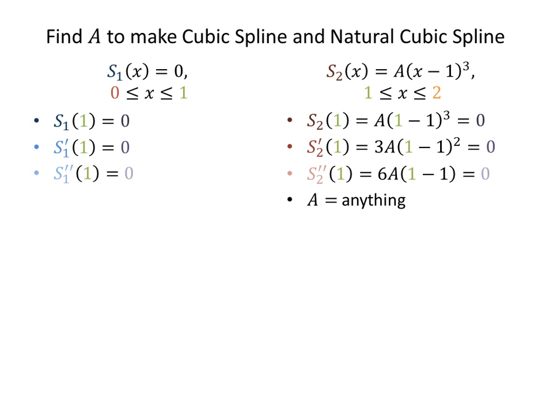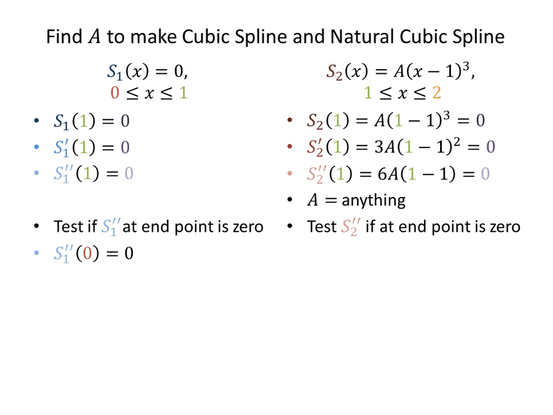But we also want to find the value of a that makes a natural cubic spline. So we'll look at the endpoints. In the first equation, it's going to be 0. But the second equation, the second derivative also has to be 0. And in this case, the only value of a that makes this a natural cubic spline is 0.